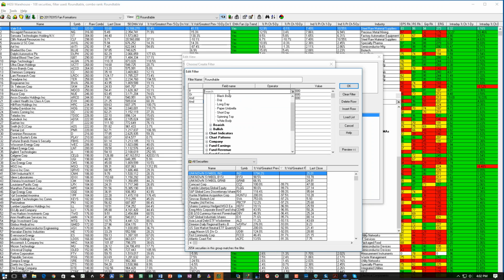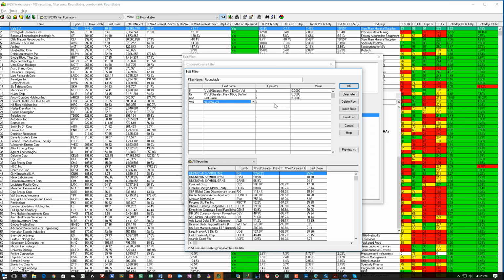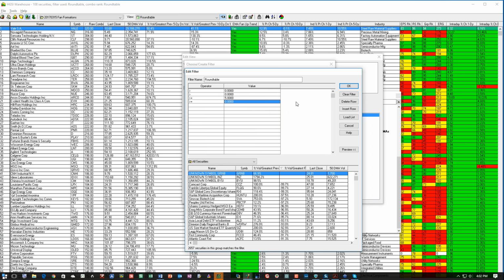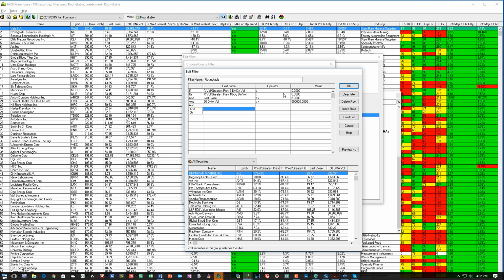I'm doing a search for 50-day moving average volume. I want this greater than or equal to 500,000. Not that it really matters. So you can see that as I'm building this, the number gets much smaller because I'm eliminating a bunch of stocks.